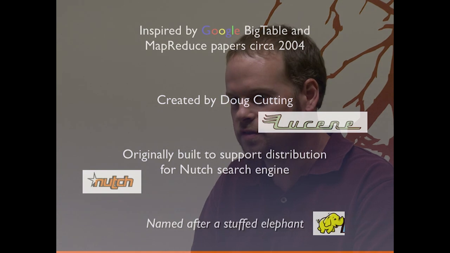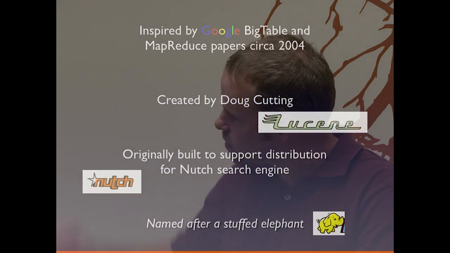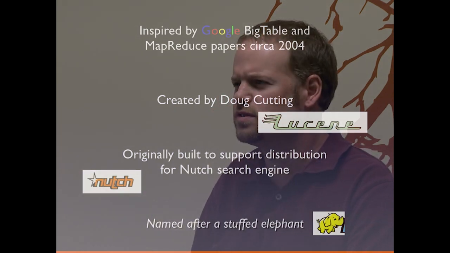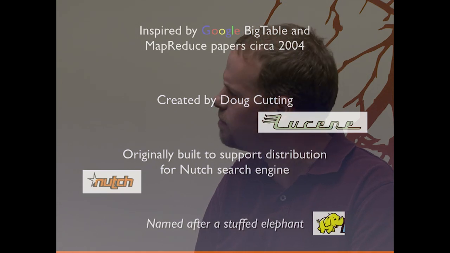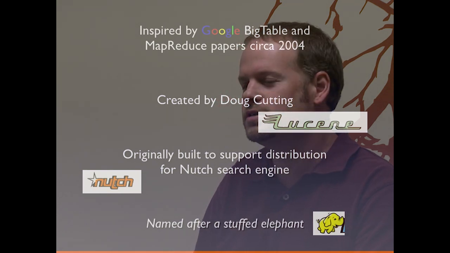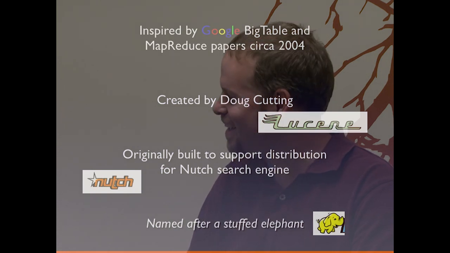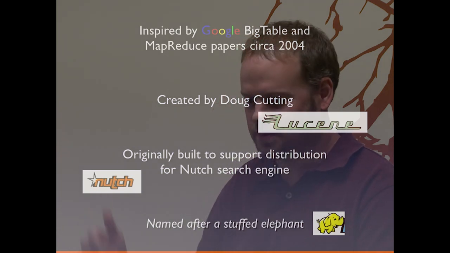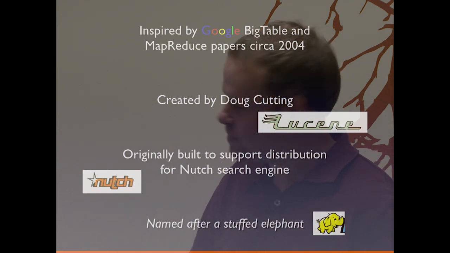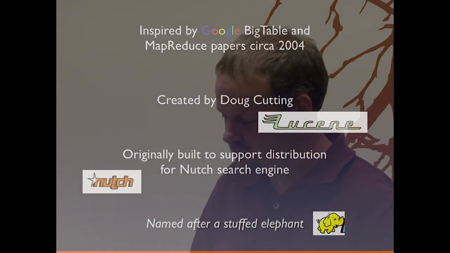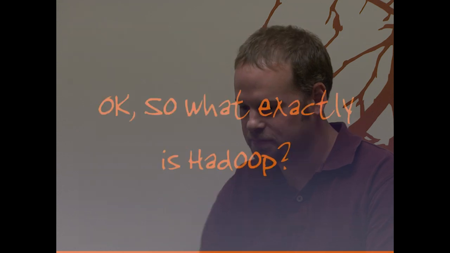All of these names, incidentally, are named after something personal. Lucene was named after Doug Cutting's wife's middle name, which I think is also her maiden name. Nutch was Doug's son's name for food. And his stuffed elephant was named Hadoop. So, apparently that's something that he likes to name open source projects after.